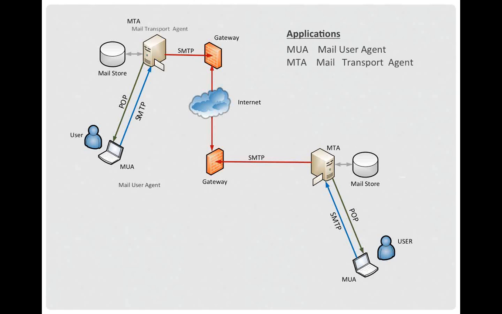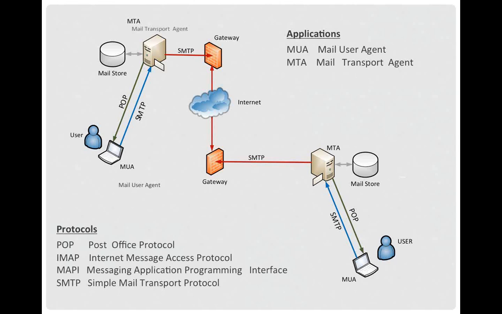So to quickly review applications and protocols, the sender uses an application known as the mail user agent, or mail tool, to create the message and send it off to the mail hub. The mail hubs use an application known as the MTA, or Mail Transport Agent, to receive, store if necessary, and then forward the email onto the next hop on its way to the final destination, which is the recipient's mailbox.